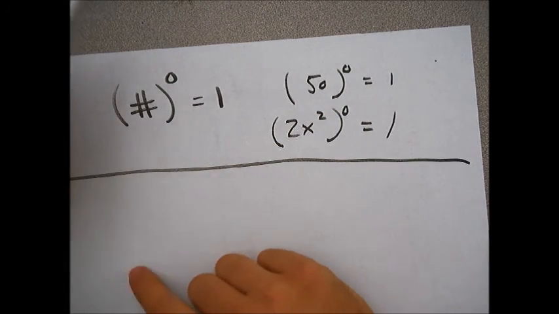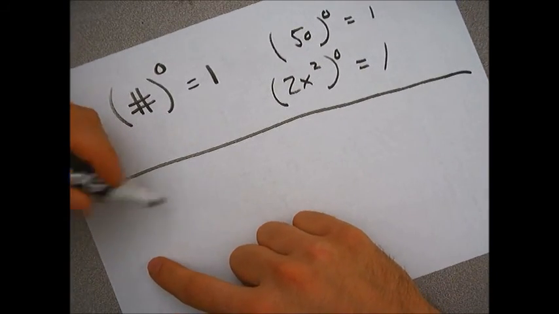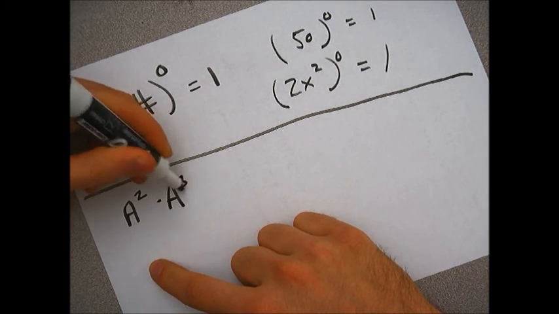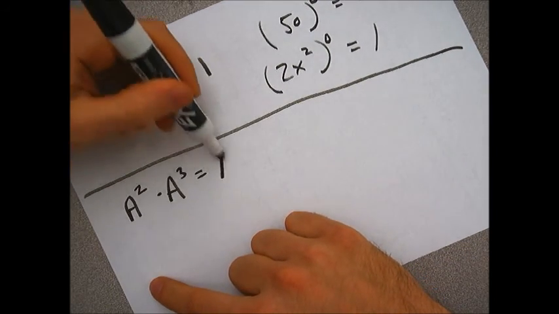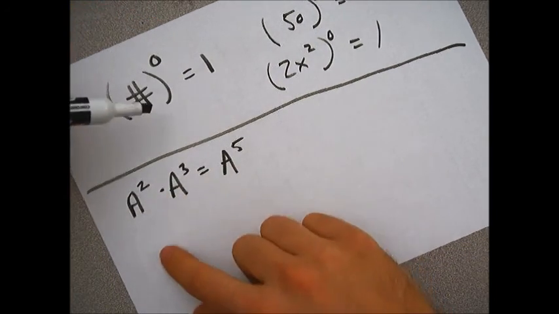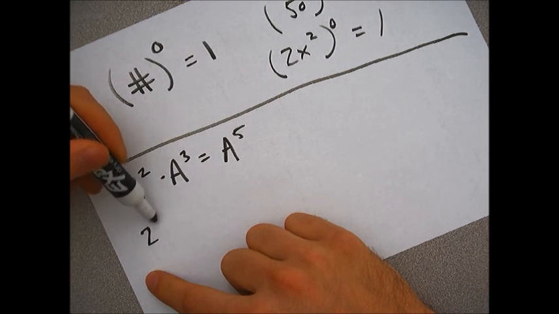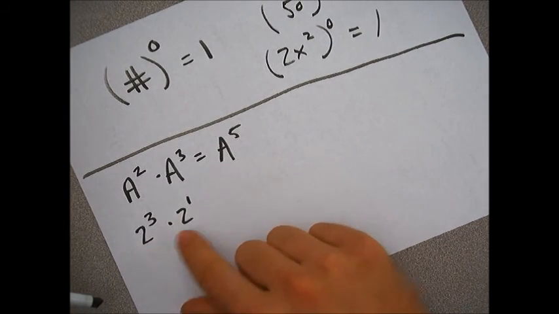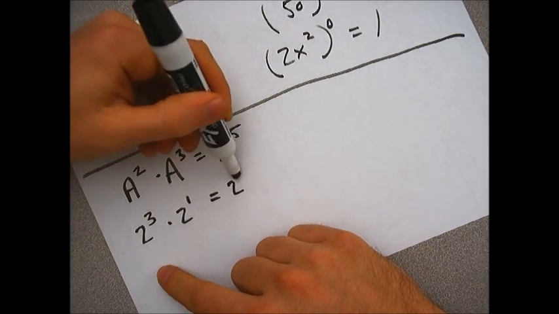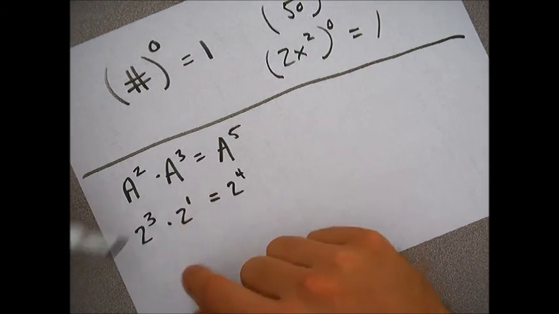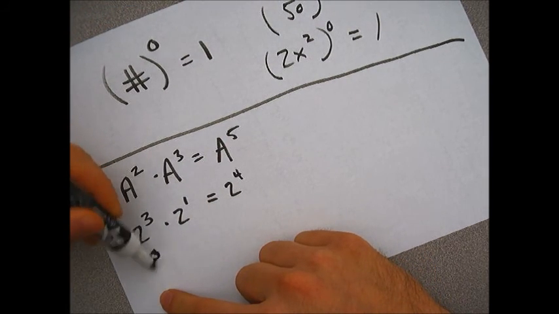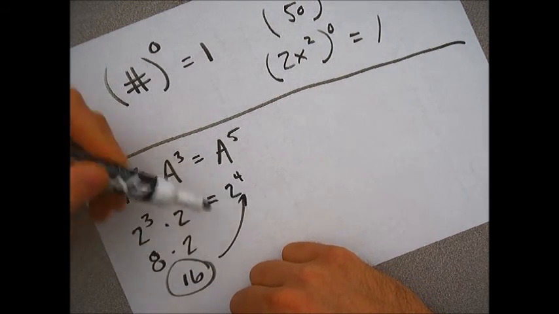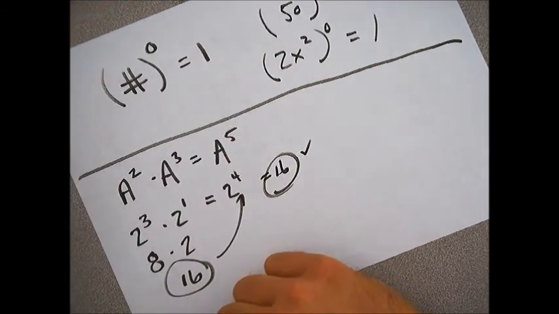The next rule we'll look at is that when you have the same base, if I say a to the second times a to the third, that is the same thing as saying a to the fifth. We add these up. A way of proving that to yourself is, let's pick the number 2 and use that as our base. Well, based on what we said above, this should be equal to 2 to the fifth, because we added them up. And what is 2 to the third? 8, and 2 to the second is 4, and 8 times 2 is 16, and 2 to the fourth is 16, so that should make sense.